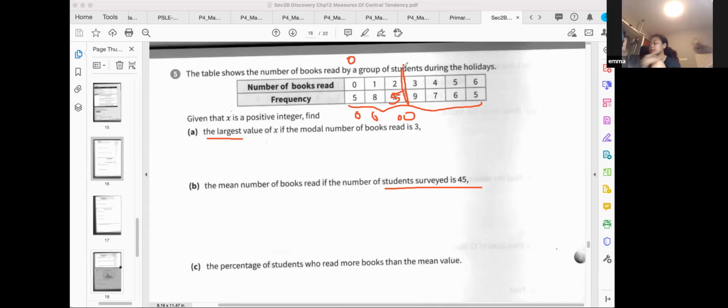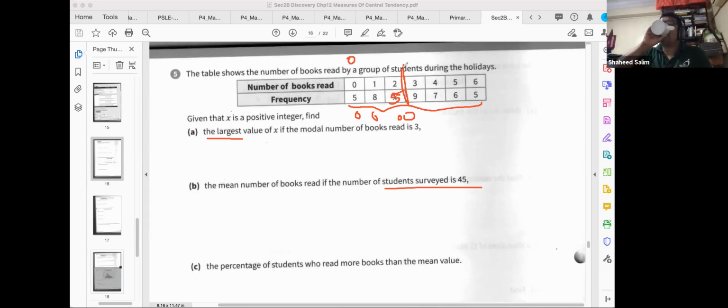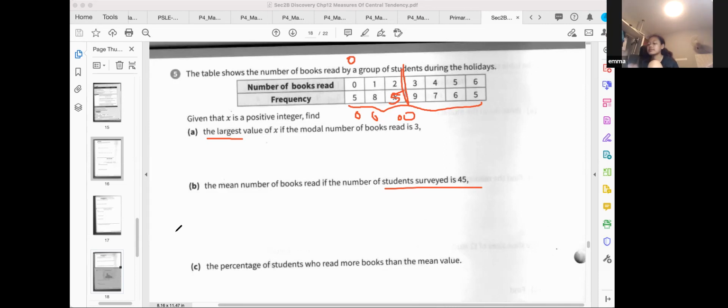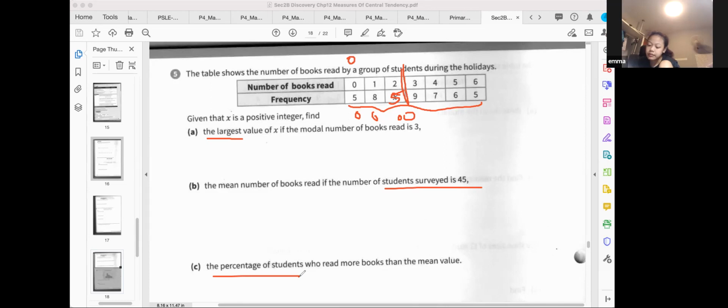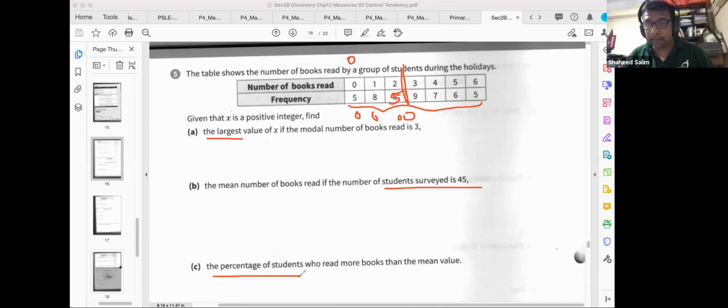27. 27 out of? You want to find the percentage, miss? Percentage. 27 out of 45, times 100 is equal to 60%, right? Okay, well done.